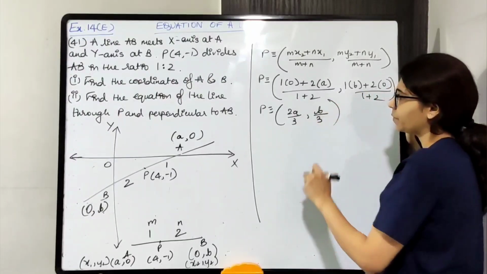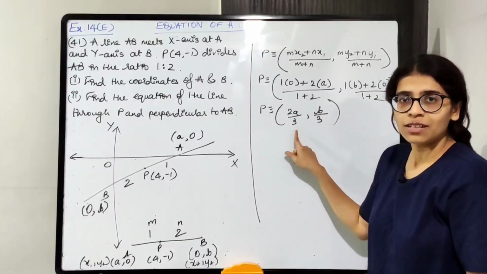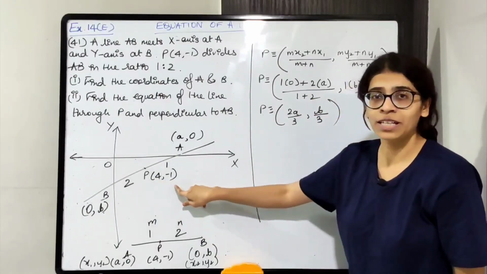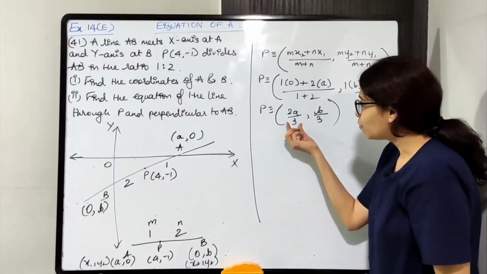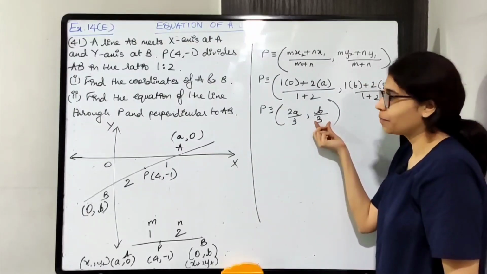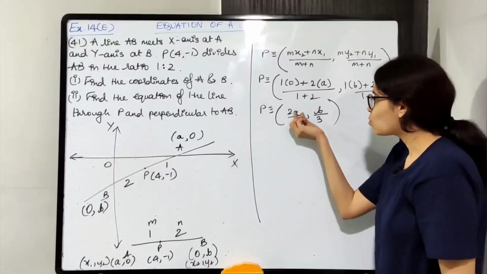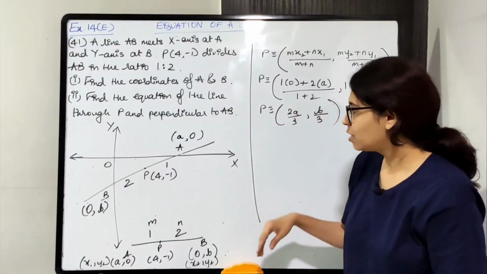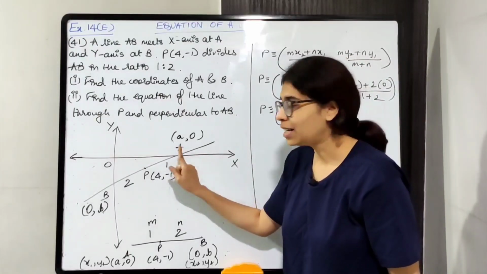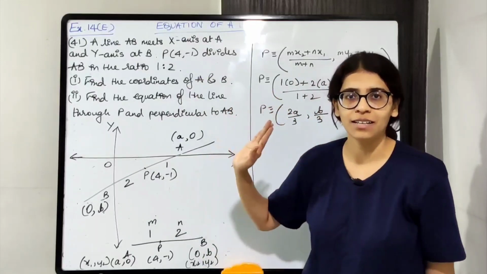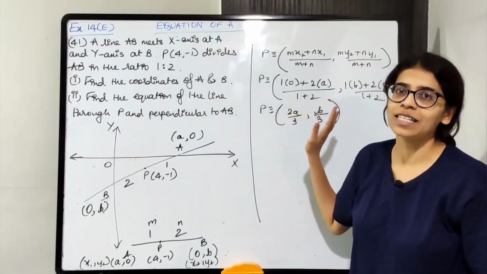P का coordinates ये मिल रहा है, but we already know the coordinates of P. P का coordinates है 4 comma minus 1. So we know that 4 is equal to 2a upon 3 and minus 1 is equal to b upon 3. Solve करो, you will get small a and small b का values. So once you get a and b का values, you know the coordinates of point A and point B. Okay, so first part मिल जाएगा, बहुत easy है. Okay, you have to just apply section formula.